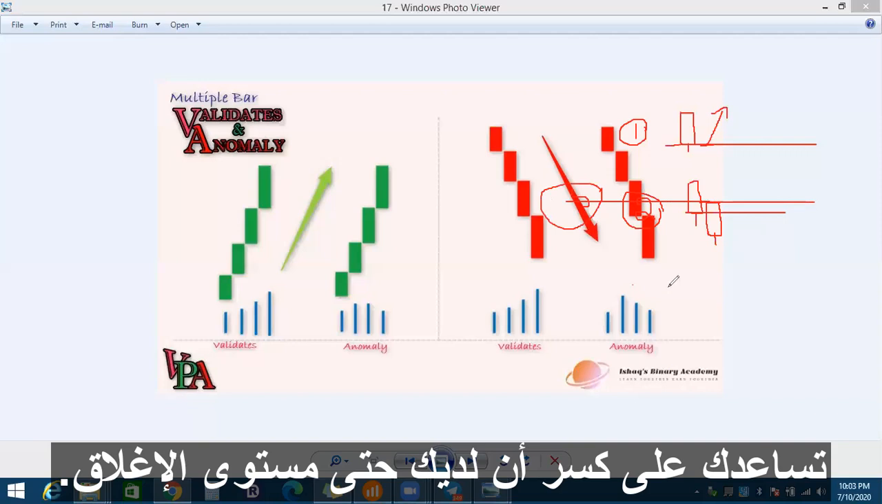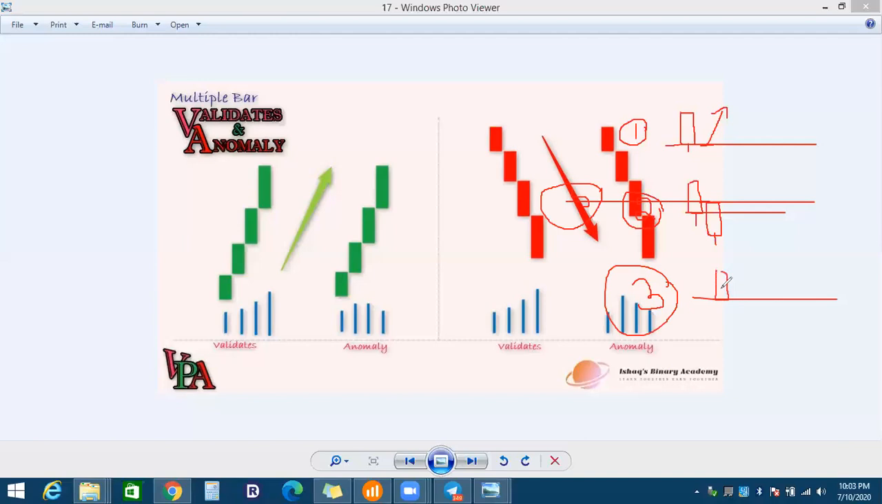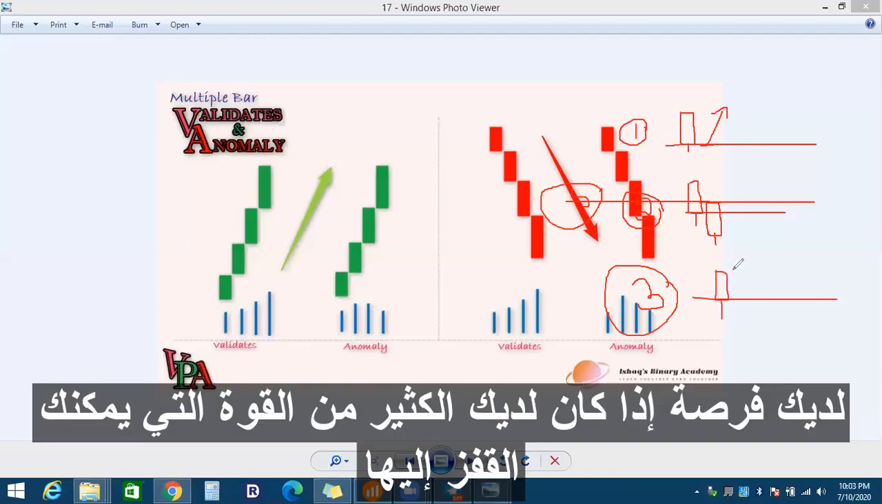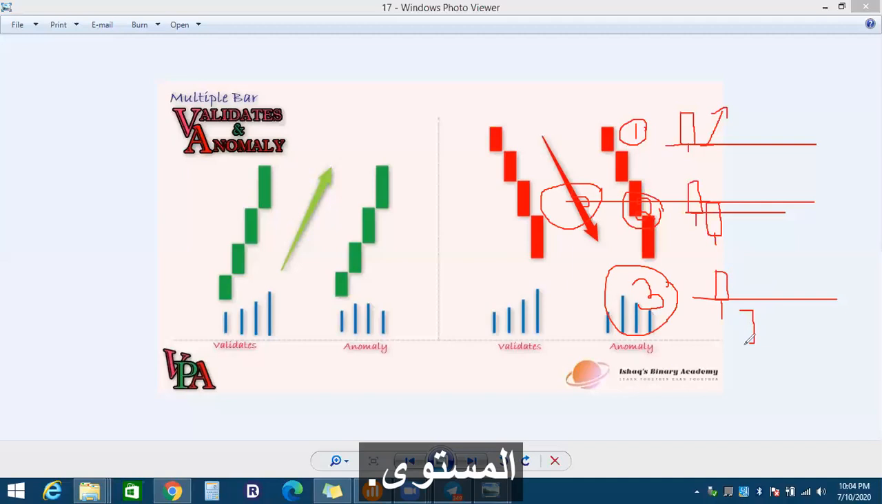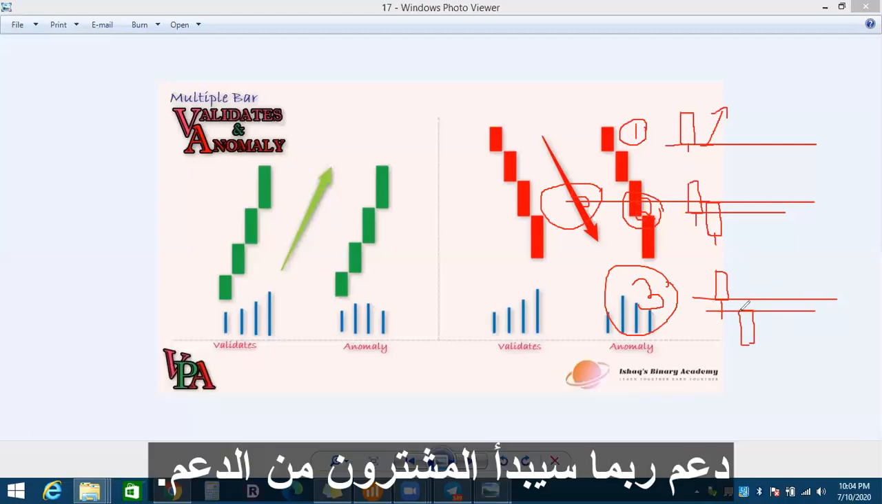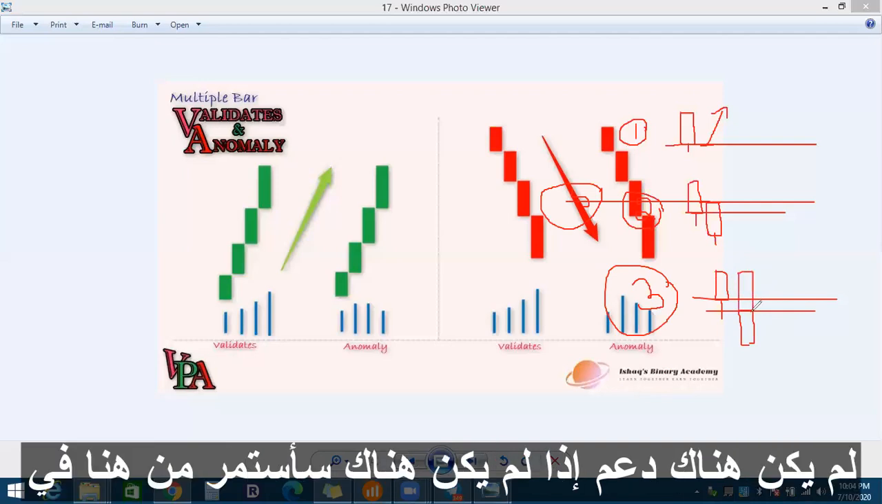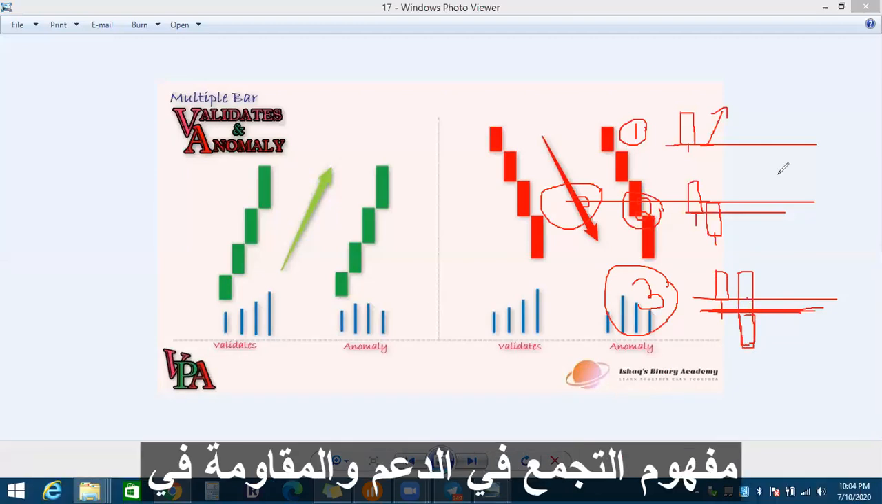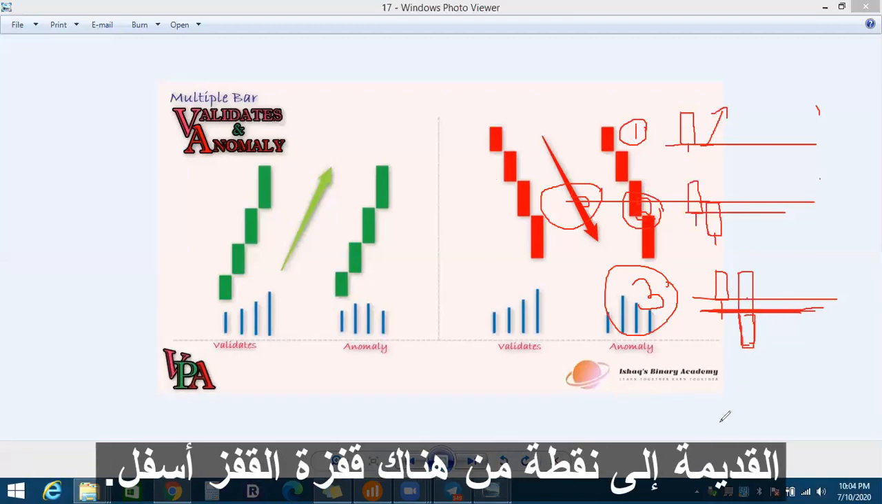The third opportunity you have, even if you are closing on the support level, is that if you have so much power, you can jump down to skip the level. You can go down. But at this price, you don't have any support. If there is a support, maybe the buyers will start from this support. So it must not be support. If there is no support, the sellers will continue from here. That is the concept of broken support and resistance in the market.